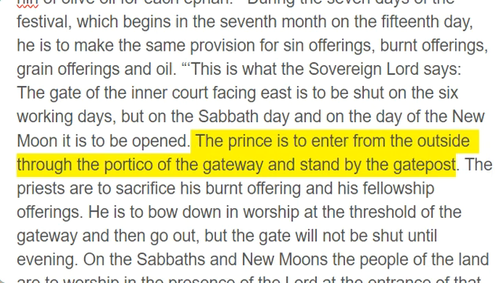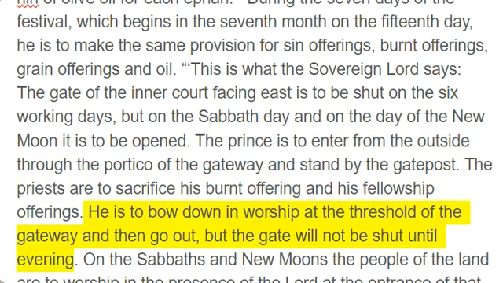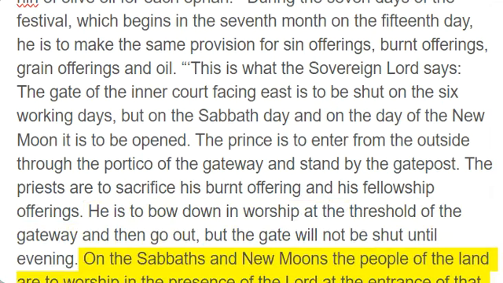The prince is to enter from the outside through the portico of the gateway and stand by the gatepost. The priests are to sacrifice his burnt offering and his fellowship offerings. He is to bow down in worship at the threshold of the gateway and then go out, but the gate will not be shut until evening. On the Sabbaths and New Moons the people of the land are to worship in the presence of the Lord at the entrance of that gateway.